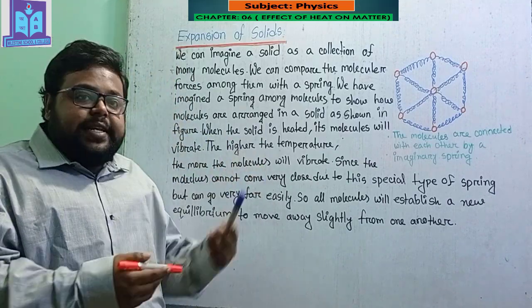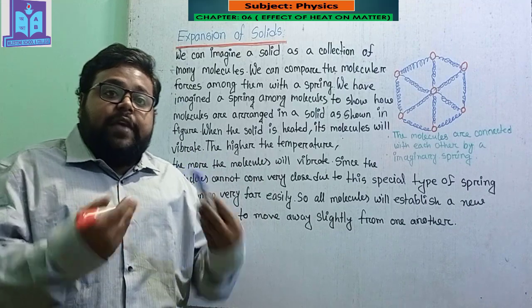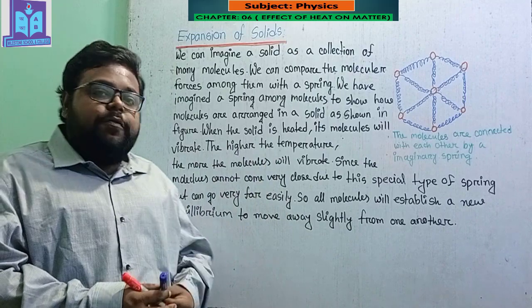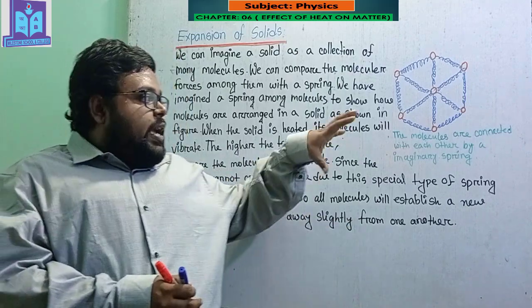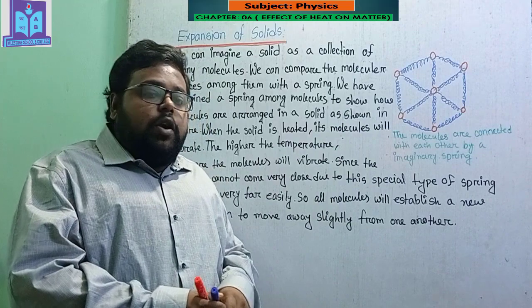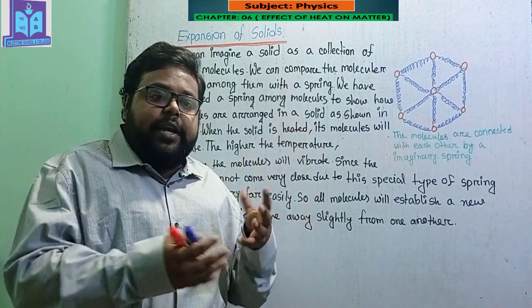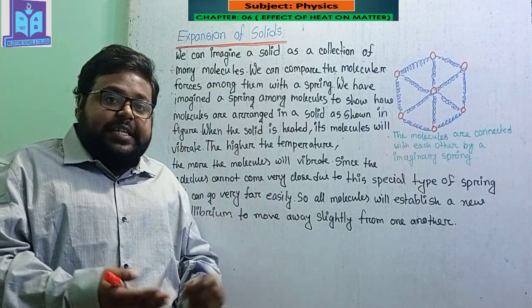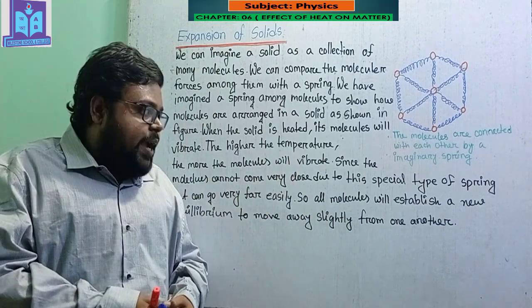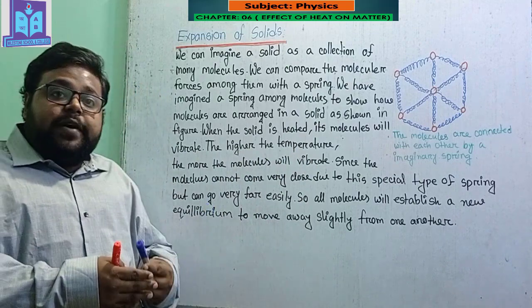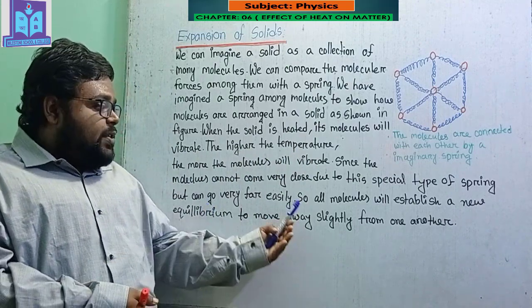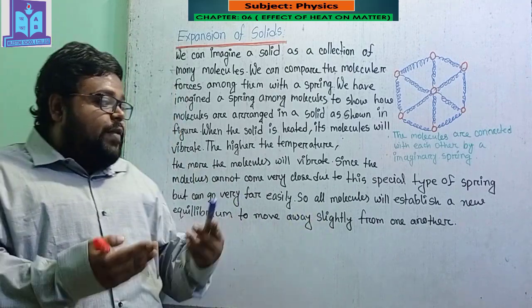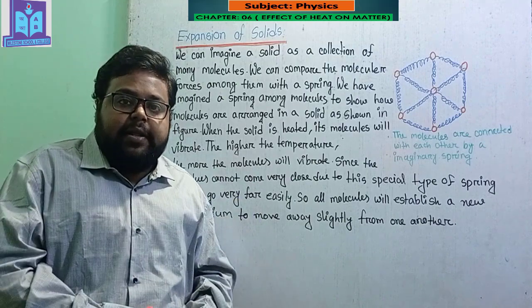When the solid is heated, its molecules will vibrate, and the higher the temperature, the more the molecules will vibrate. That means if we increase the temperature, all the molecular vibration will be increased, okay? Since the molecules cannot come very close due to their special type of spring, but they can go far easily, all the molecules will establish a new equilibrium, moving slightly away from one another, okay?